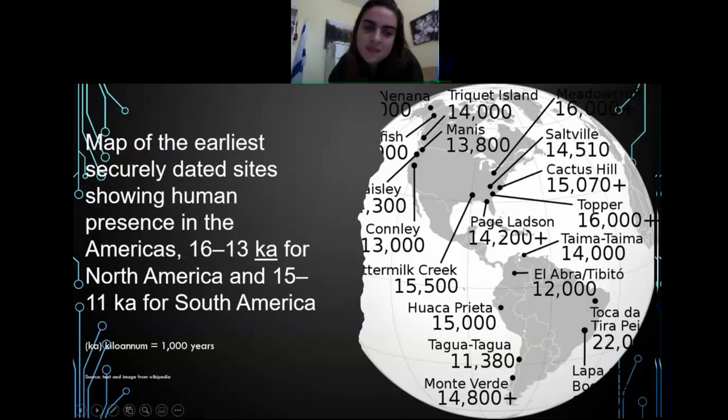Trade has been occurring on the face of the earth for thousands of years. The earliest securely dated sites showing human presence in the Americas, North and South America, go back, and ka stands for kiloannum, which is 1,000 years, go back 15 to 16,000 years for the Americas. So trade has been going on for thousands of years, millennia. It has been occurring around the globe.